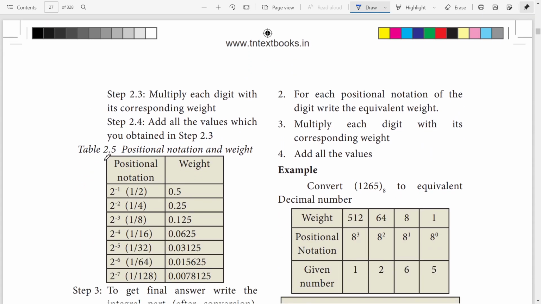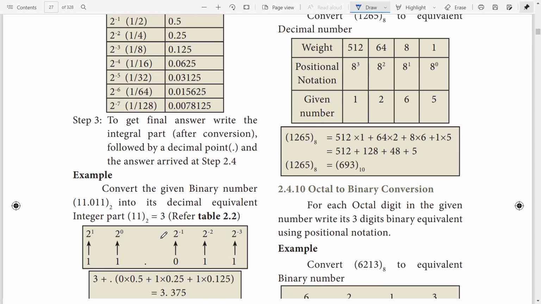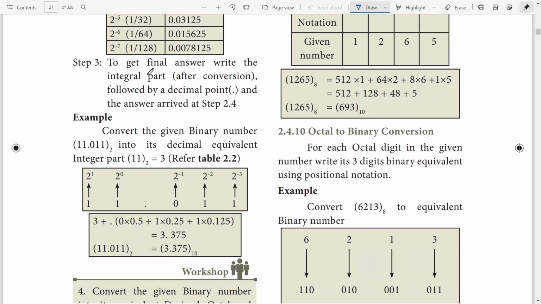Listen. 2 power minus 1 is 0.5. You are going to find out these values. To get the final answer, write the integral part followed by the decimal part. Listen. Convert the given binary number into its decimal equivalent. So this we can write, no issue in it.